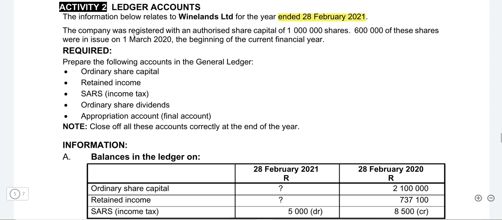So here they are saying that the company was registered with an authorized share capital. Remember, authorized share capital means this is the maximum number of shares that we are allowed to issue. So this company was allowed to issue only 1 million shares, and then they're saying that 600,000 of these shares were in issue on the 1st of March, which is the beginning of the current financial year. So when we started our present year, the number of shares issued amounted to 600,000 out of that 1 million authorized share capital. That information is going to come in very handy when we calculate the average share price. Okay, so please keep it in mind.